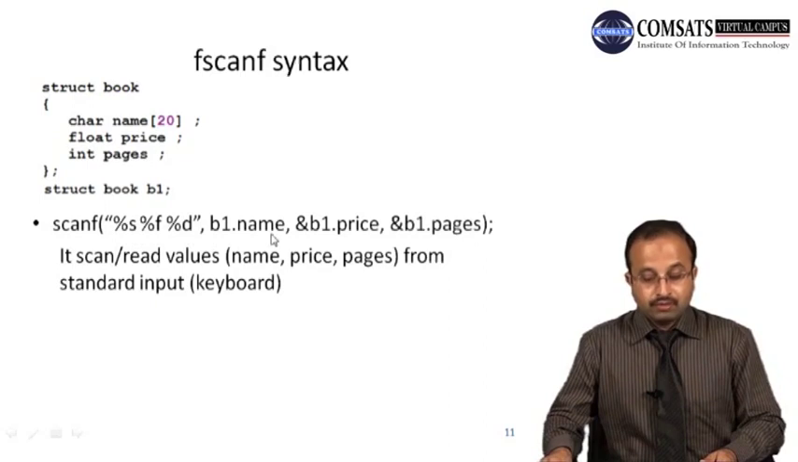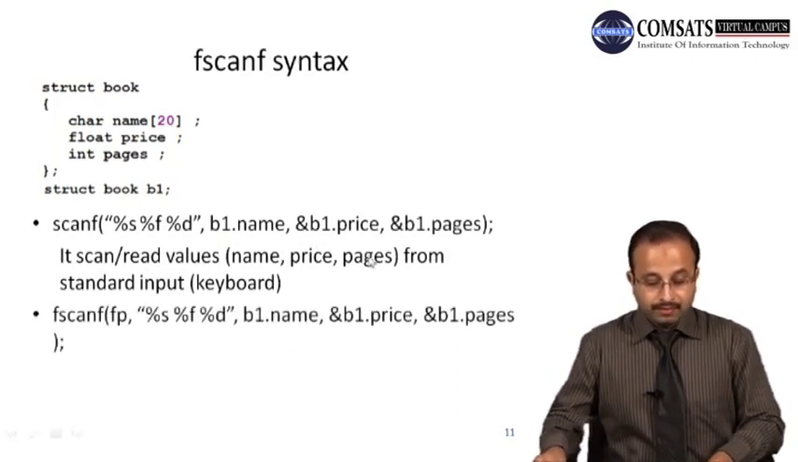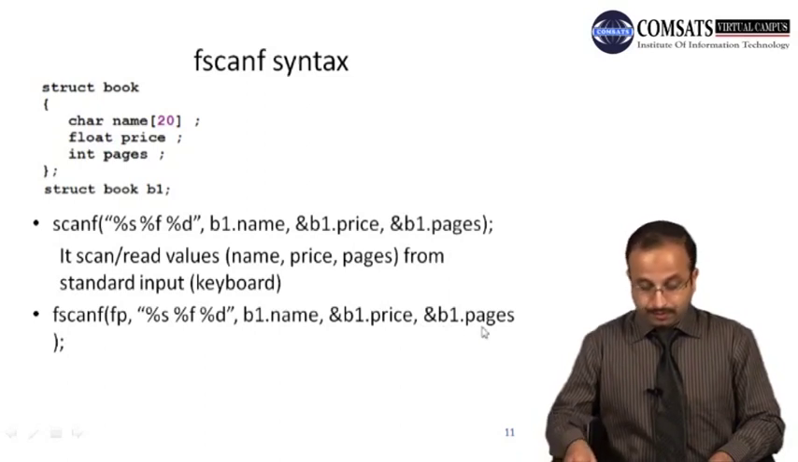This is the memory address where you have to store the first input. This is the memory address where you have to store the value of the second input, and this is also the memory address where you have to store the value of the third input. Now let's see fscanf. Fscanf reads from the file a string value, a floating point value, and an integer value, and writes the first value in this memory address, the second value in this memory address, and the third value in this memory address.